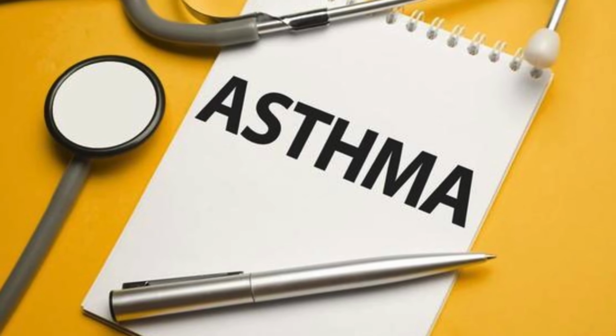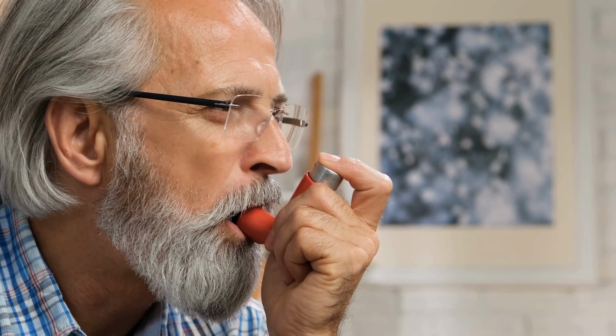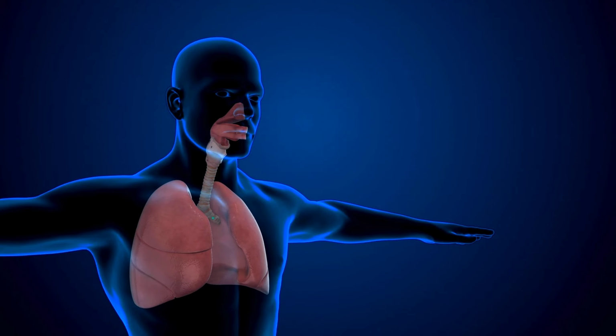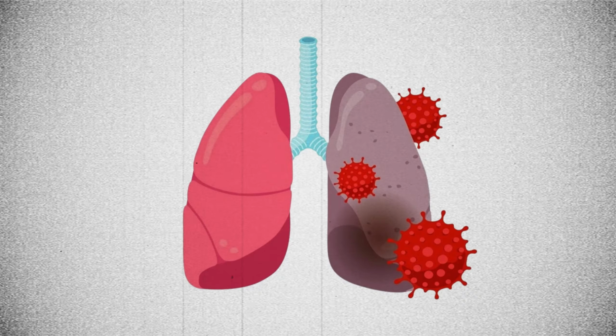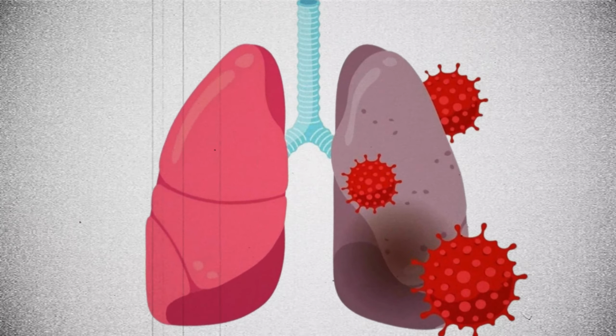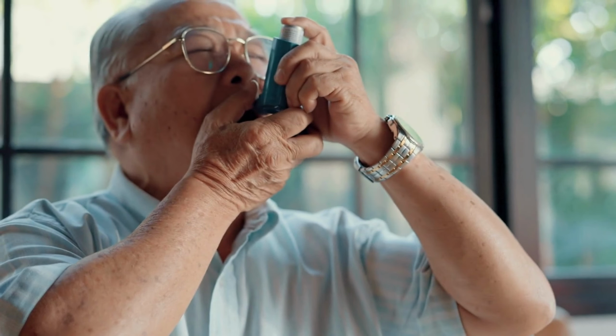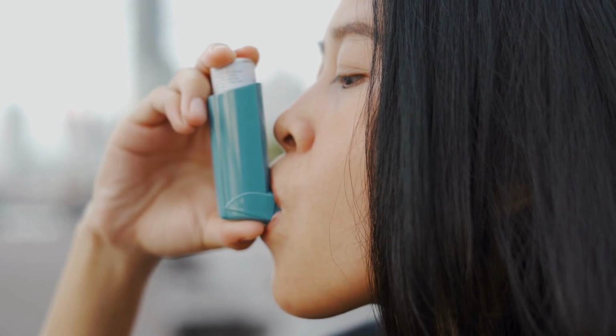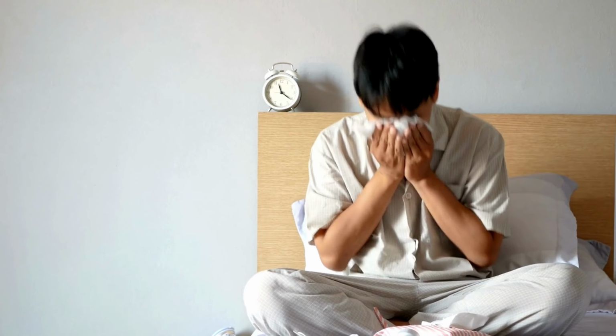Next is asthma. Asthma is a chronic respiratory condition that involves the inflammation and narrowing of the airways. While it's not necessarily always considered a lung disease in the traditional sense, it significantly impacts lung function. Asthma is characterized by the following: airway inflammation. In individuals with asthma, the airways become hypersensitive and prone to inflammation. This leads to swelling and the production of excess mucus.